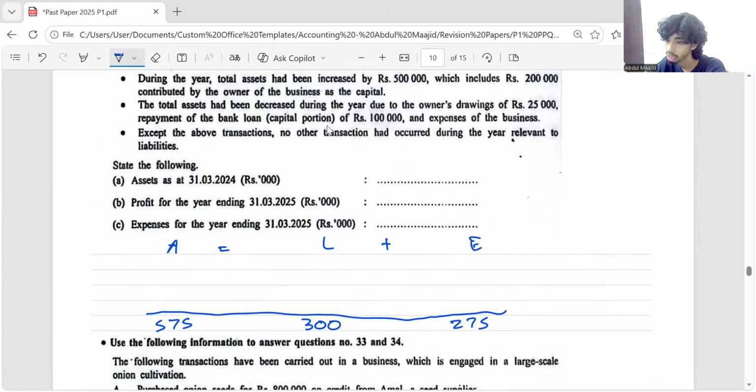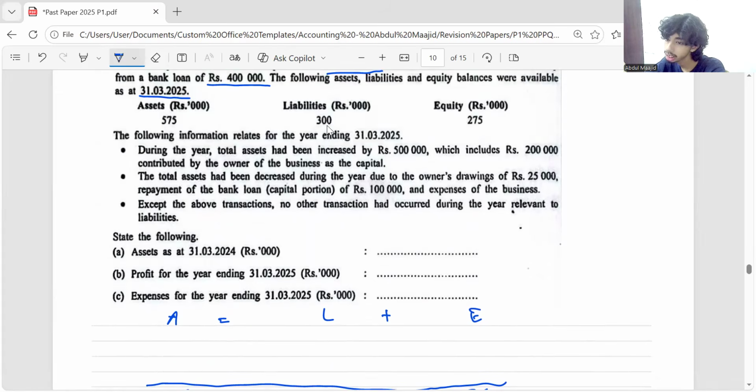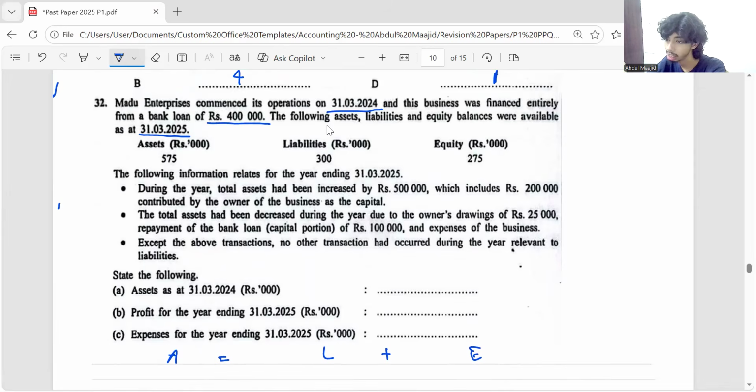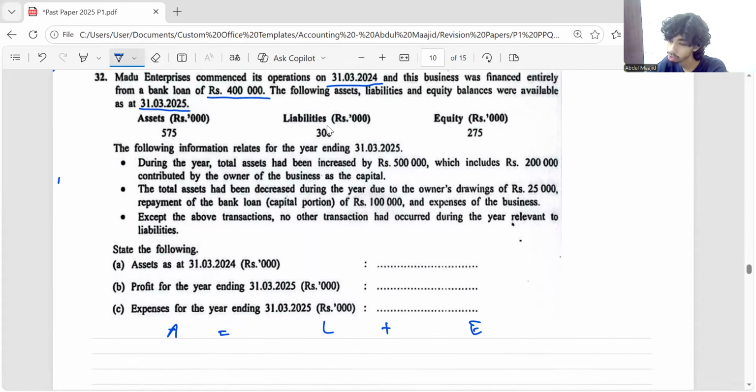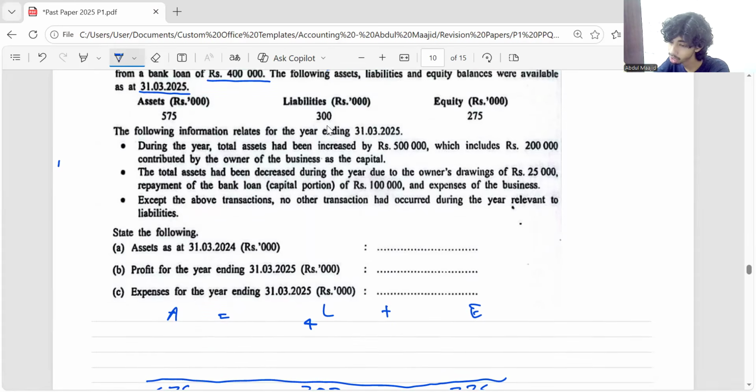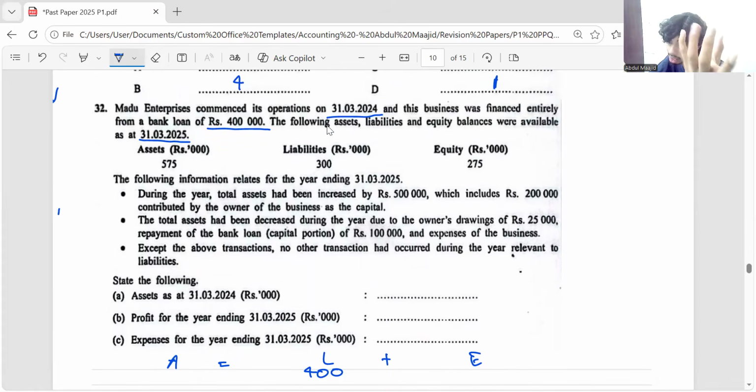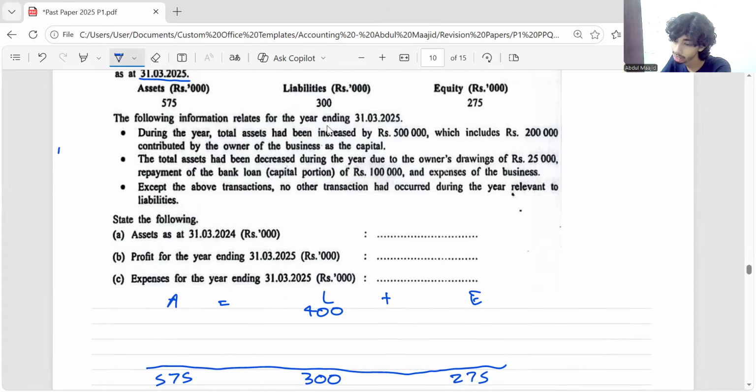Then, during the year, total asset has been increased by 500. Wait, first of all, the business was financed entirely from a bank loan. When they are starting the business, the opening liability was 400. There was no equity. The entire assets were financed, the entire business was financed through the bank loan, and the opening asset also will be 400,000.